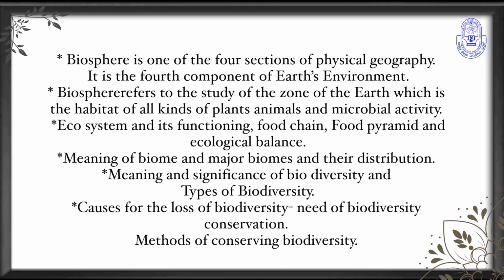The main objective of this unit is ecosystem and its functioning, food chain to understand the food pyramid, and ecological balance. Meaning of biome and major biomes and their distribution, and to understand the meaning and significance of biodiversity and types of biodiversity, causes for the loss of biodiversity, need of biodiversity, and conservation. And the last objective is methods of conserving biodiversity.